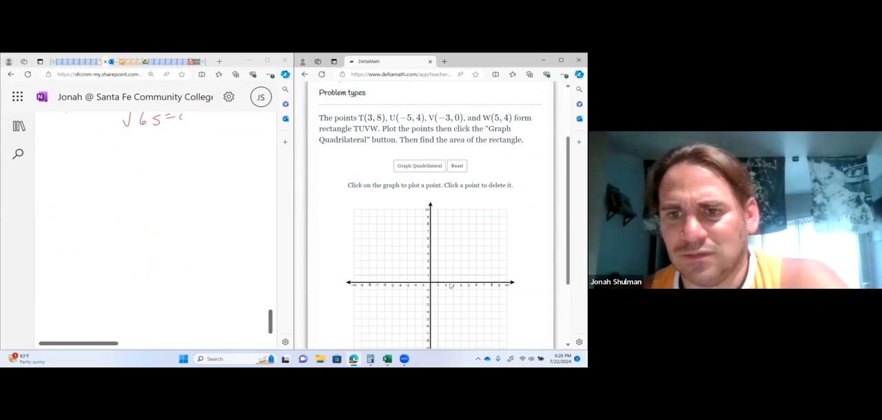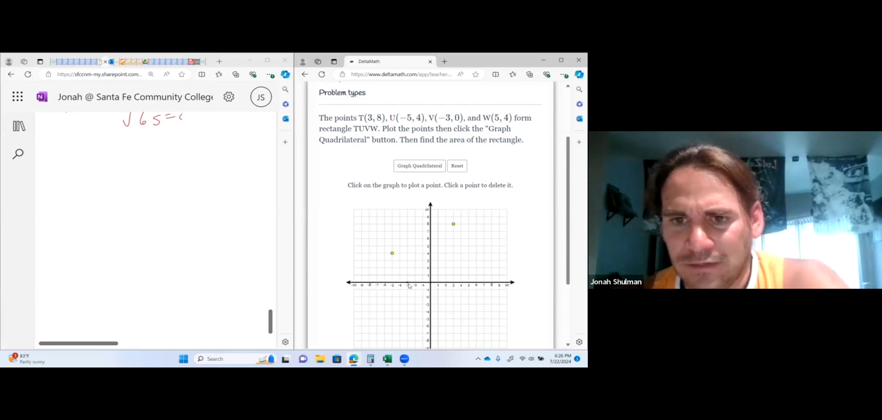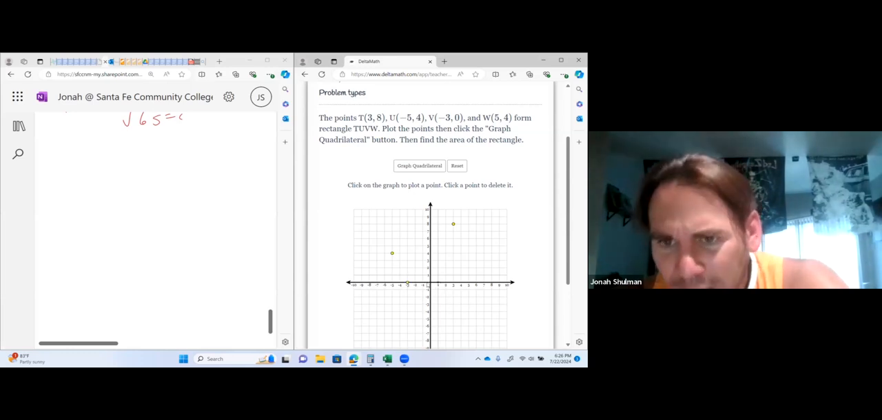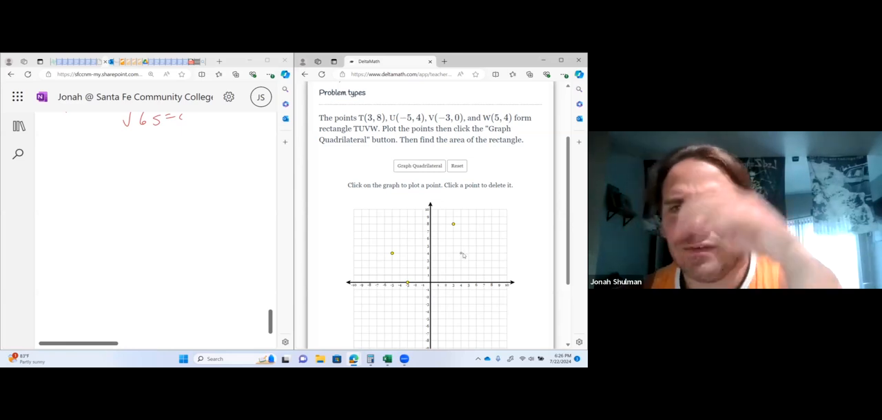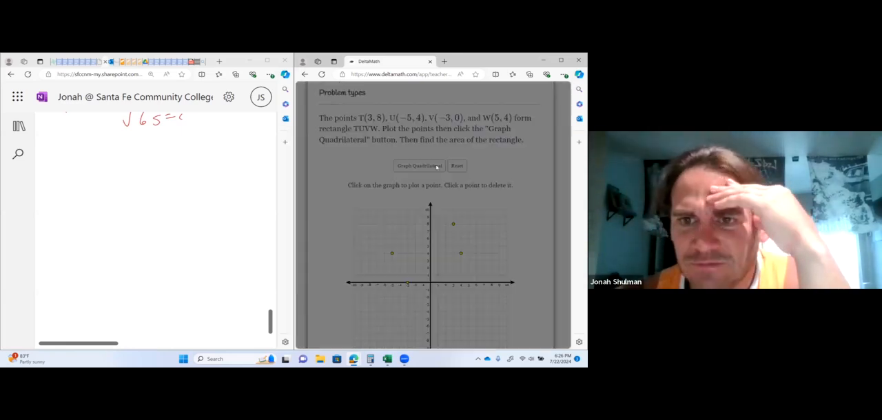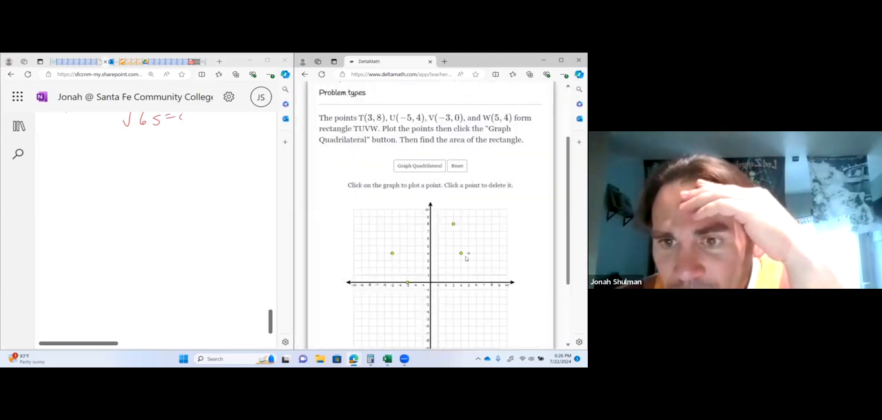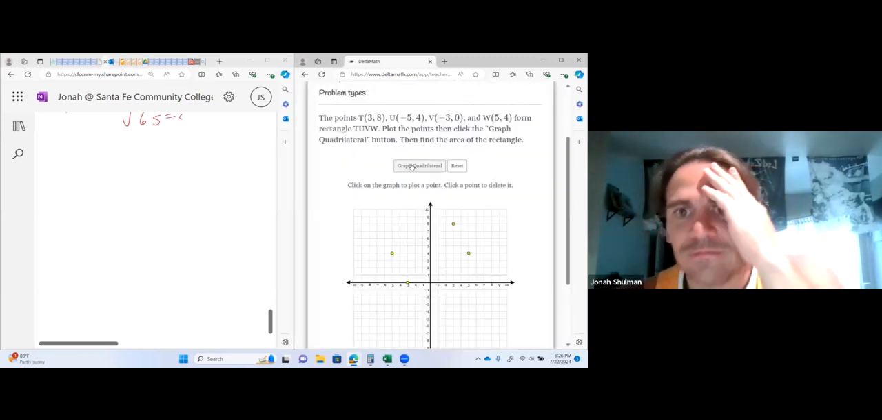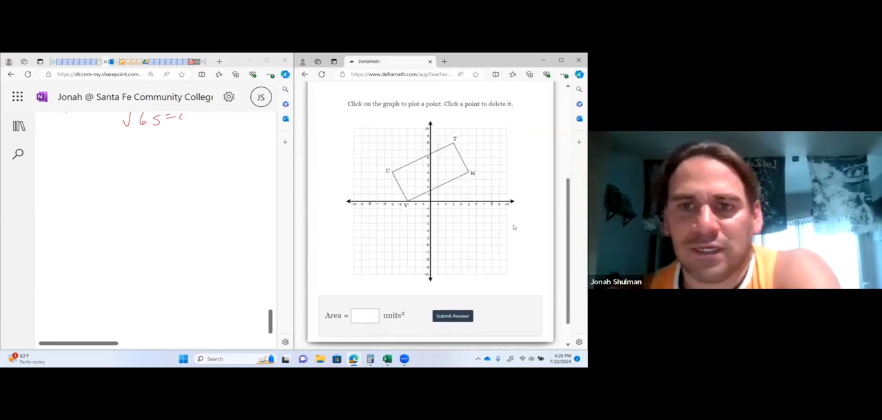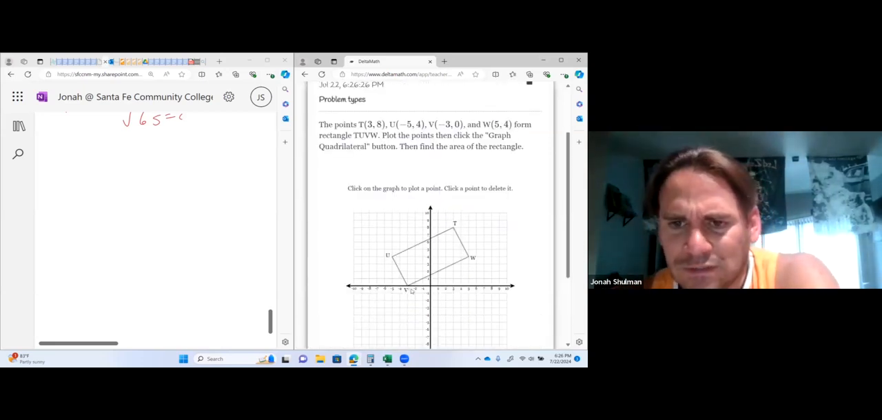Something nice and easy. So 3, 8, -5, 4, -3, 0, and 5, 4. So we have a -5, 4 and a 5, 4. Okay, graph this thing. 5, 4 is off. Oh, yeah, it's over here. Nice, it's a rectangle. So all we need is the distances.